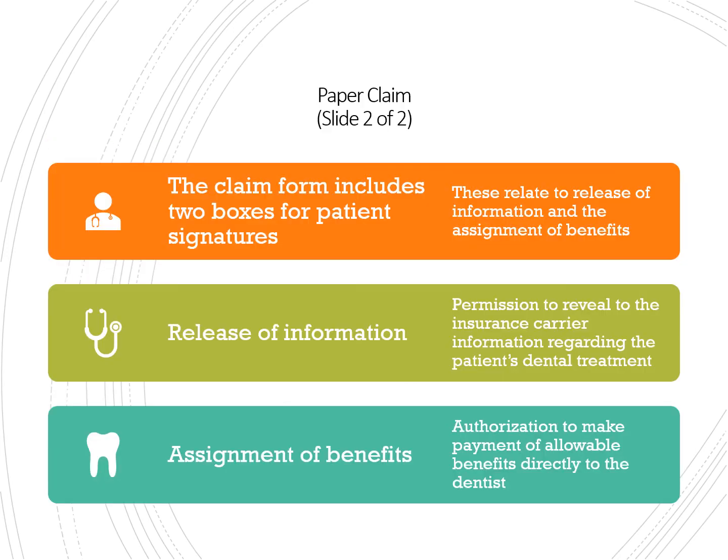The claim form includes 2 boxes for patient signatures. These relate to the release of information to the insurance carrier and the assignment of benefits. Let's talk about the release of information box. The release of information box allows you to send information regarding the patient's dental treatment to the insurance carrier.